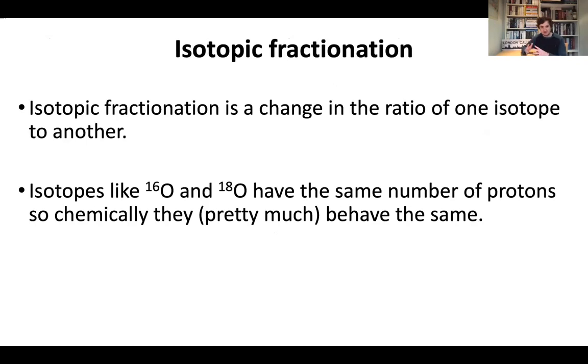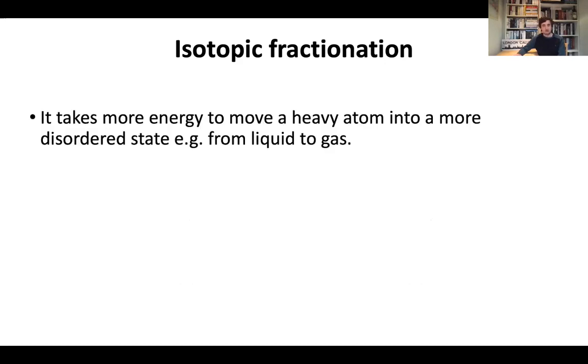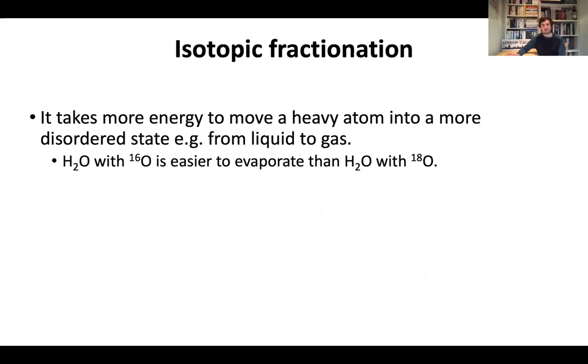So this is because these isotopes, for example oxygen-16 and oxygen-18, have the same number of protons. So chemically, they pretty much behave the same. But in terms of physical processes, because they have different masses, they do act slightly differently, for example in evaporation and condensation. It takes more energy to move a heavy atom into a more disordered state, for example liquid to gas evaporation.